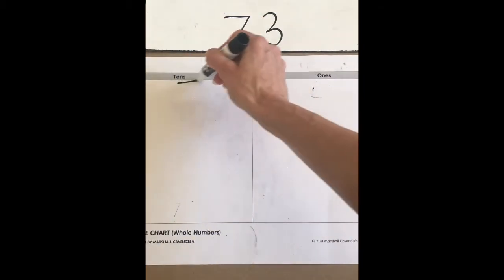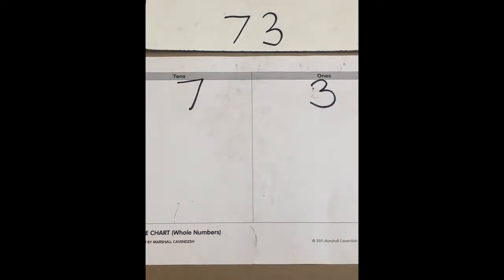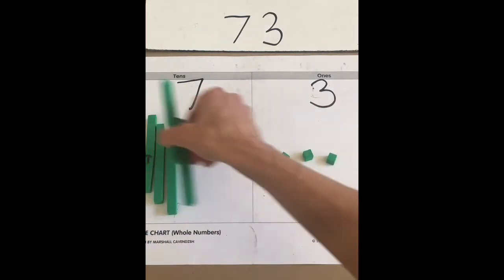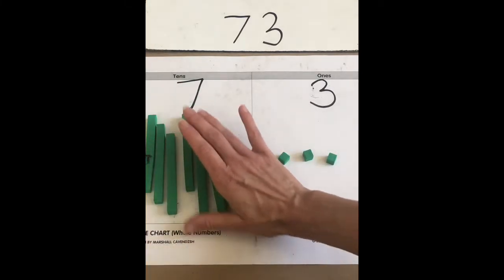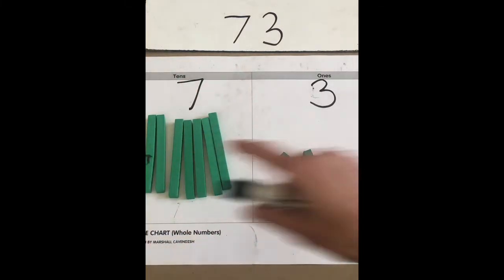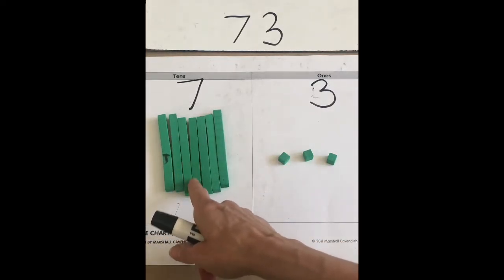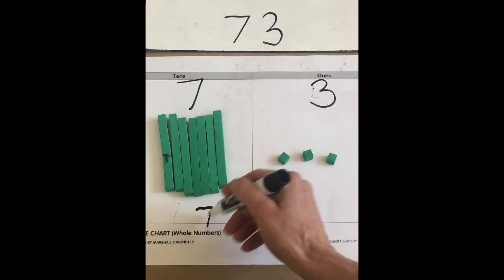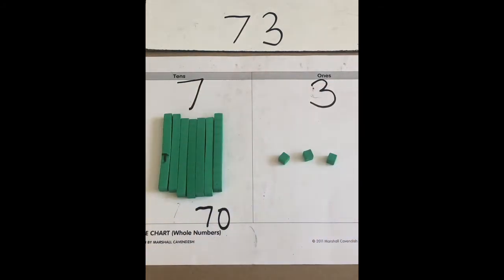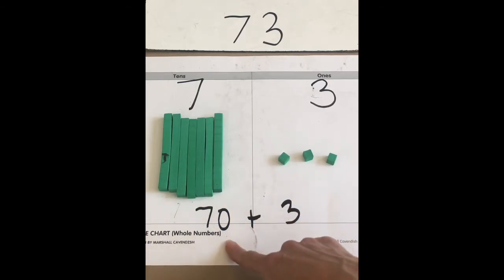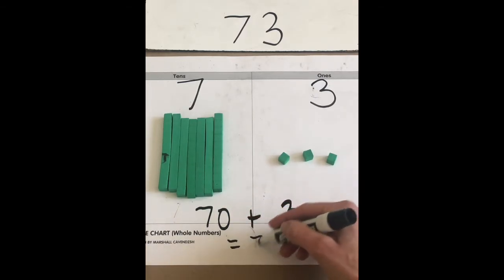Let's look at another number. 73. If I put that into my place value chart, I know that this 3 has a value of 3 ones. This 7 has a value of 7 tens. Which makes 10, 20, 30, 40, 50, 60, 70. So the value of this 7, because it's in the tens, is 70. The value of this 3, because it's in the ones, is 3. So 70 plus 3 equals 73.